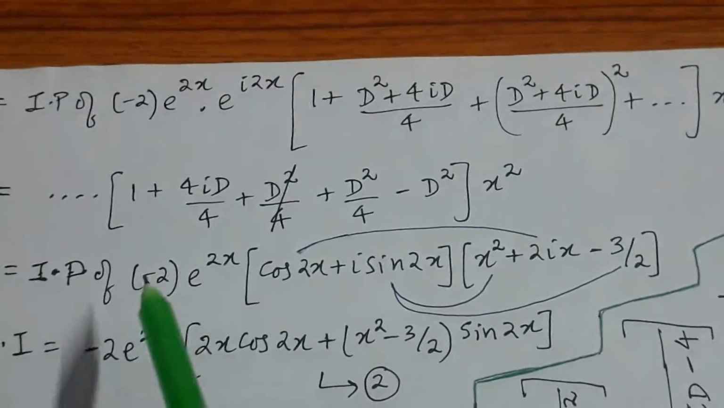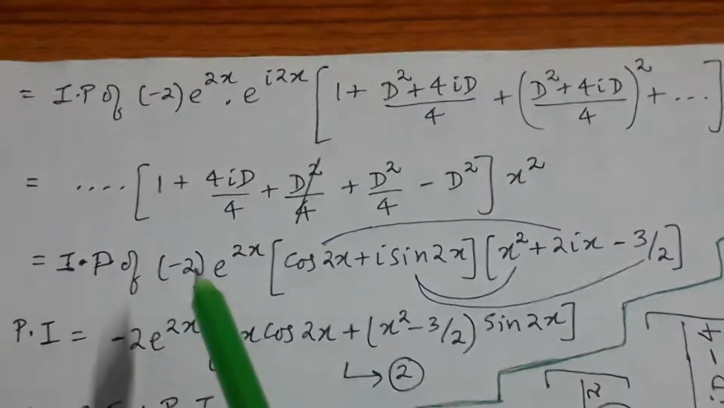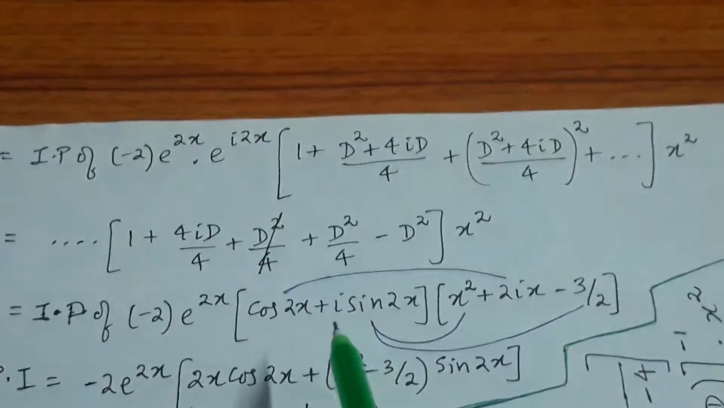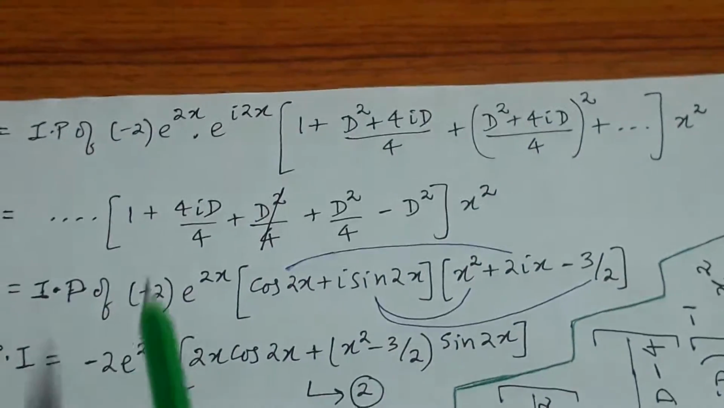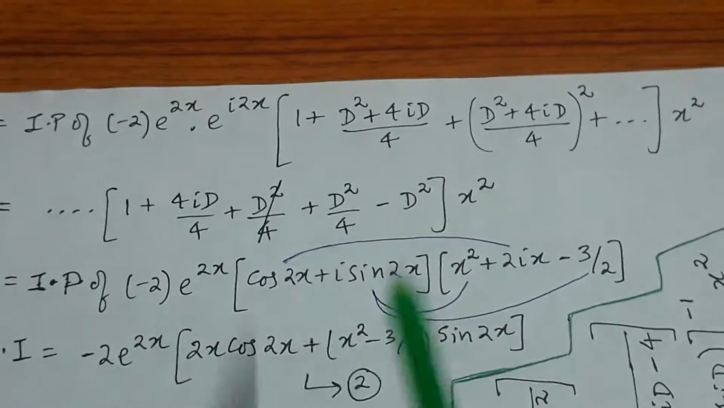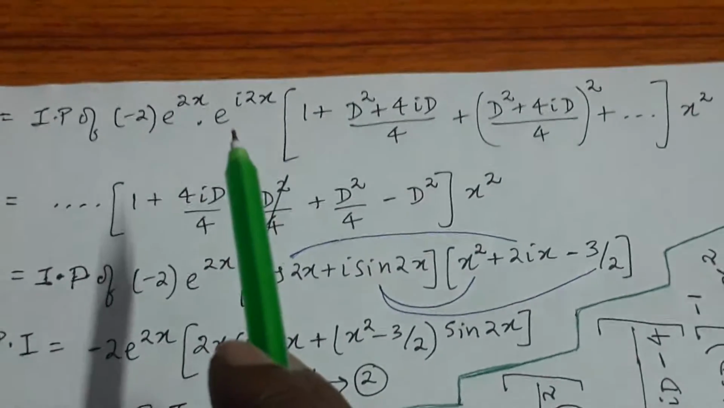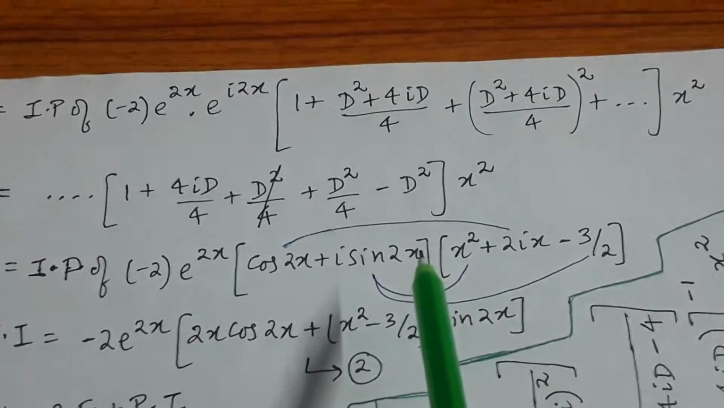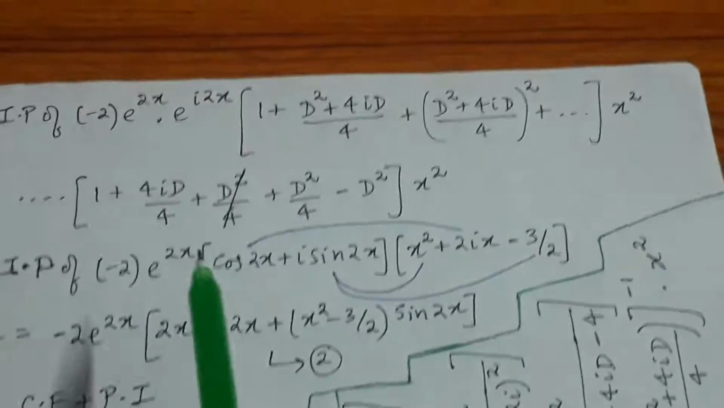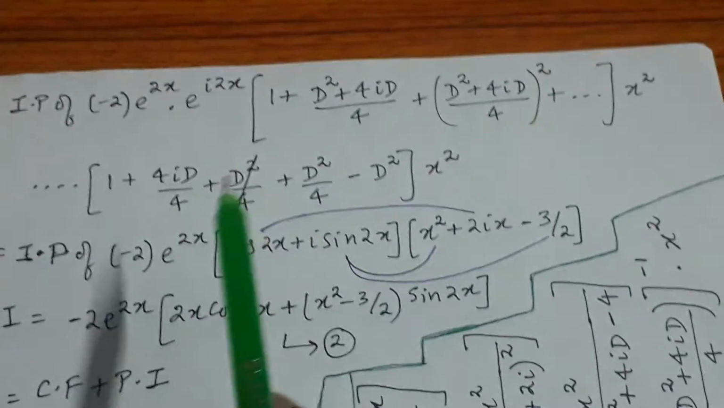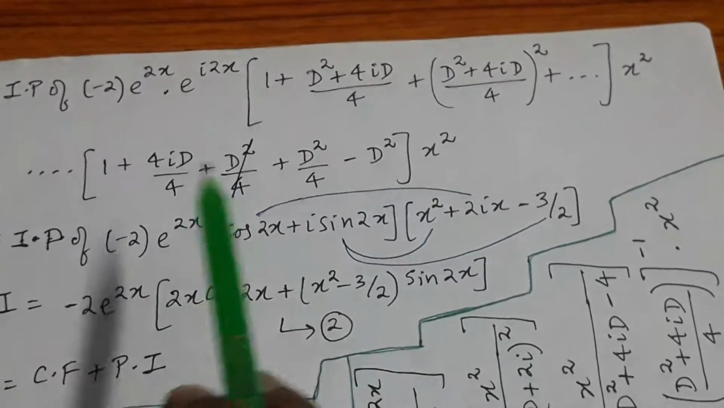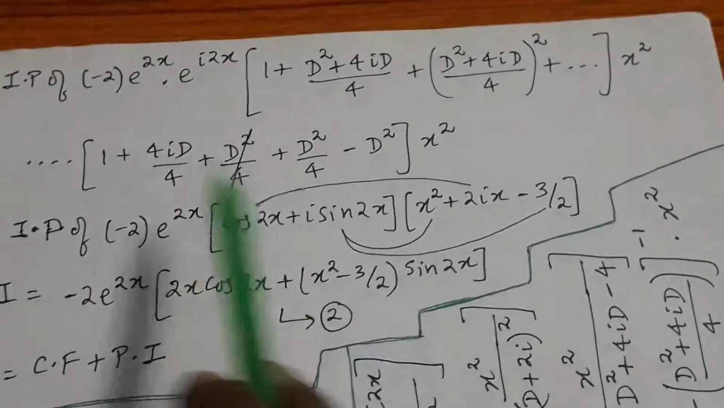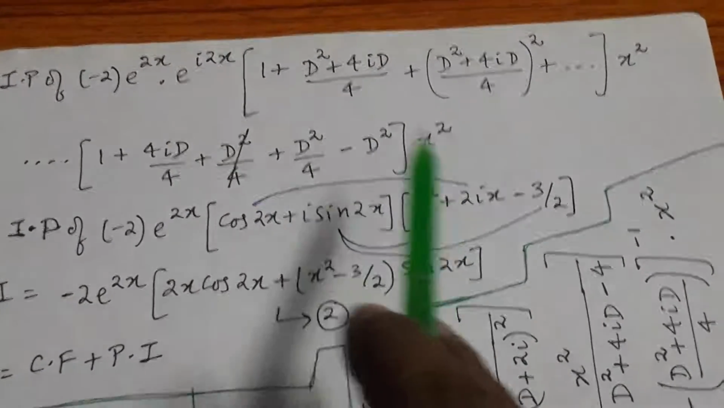Again, when you simplify this, what will you get? The imaginary part of minus 2 e power 2x. What is e power i2x? Cos 2x plus i sin 2x. Clear? Cos 2x plus i sin 2x. Bring the x square inside. 4 will get cancelled. So differentiation of x square will be what? 2x. Here we'll have i only. So 2ix. And again bring the x square inside.